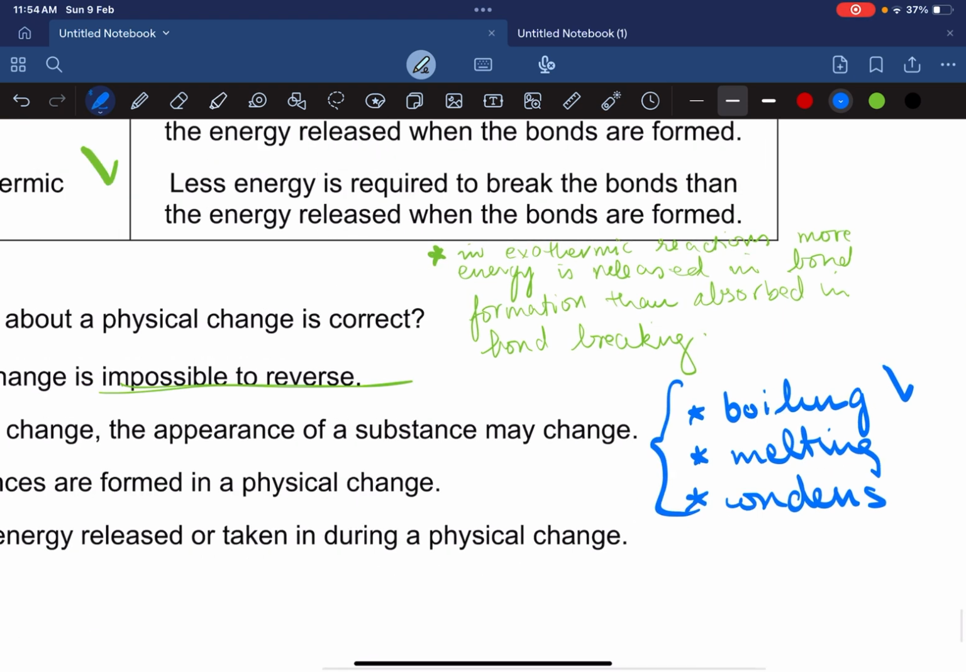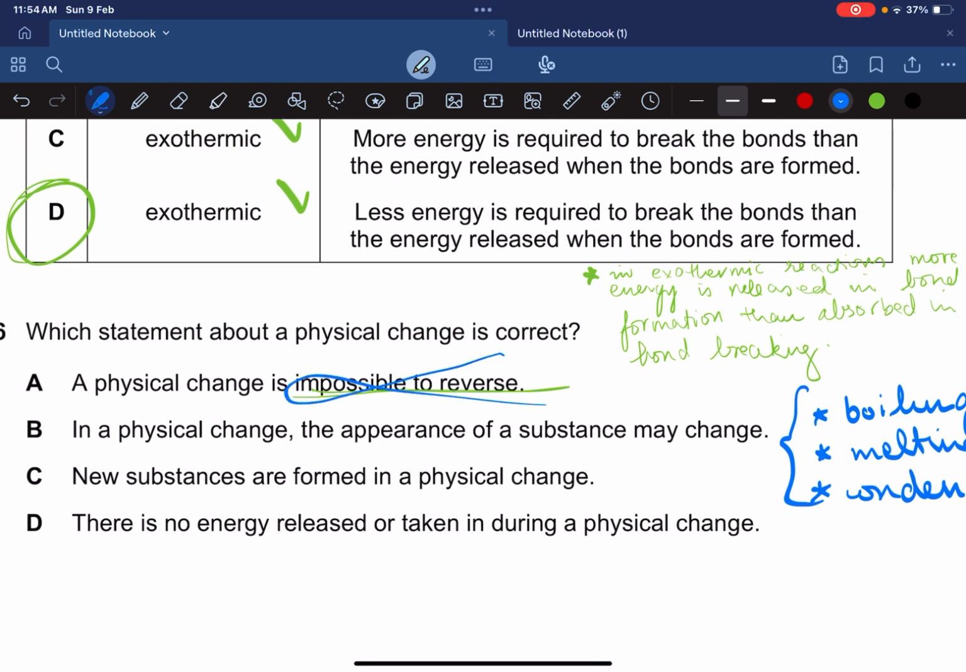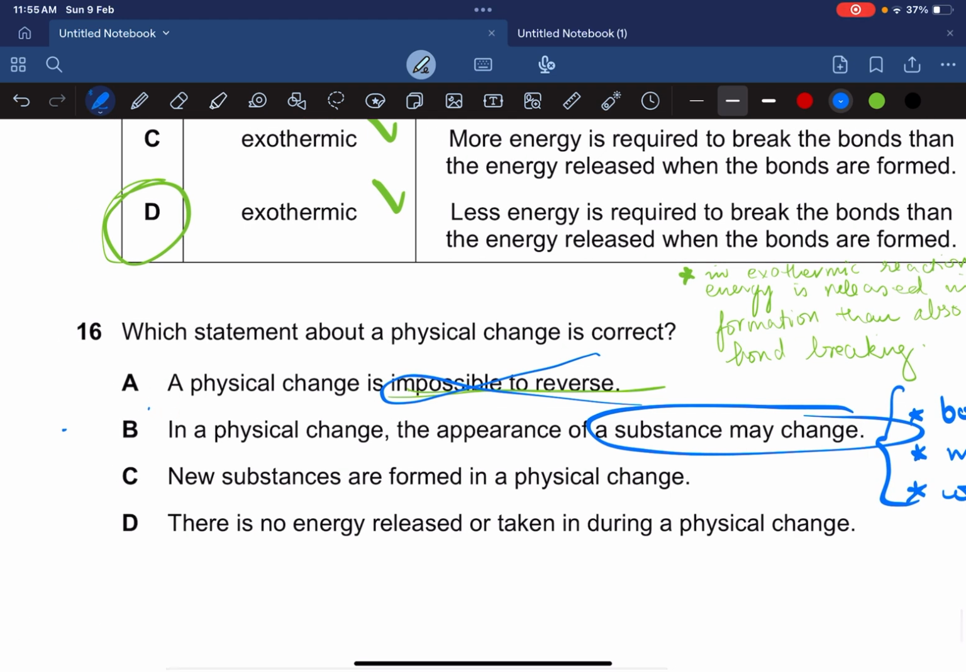So they're easy to reverse. They are not at all impossible. In a physical change, the appearance of a substance may change. Yes, appearance can change. For example, water turns from a liquid into a gas. That could be correct. Let's see: new substances are formed in physical change. Not at all. When you turn water into gas, is a new substance formed? No, it's the same water.